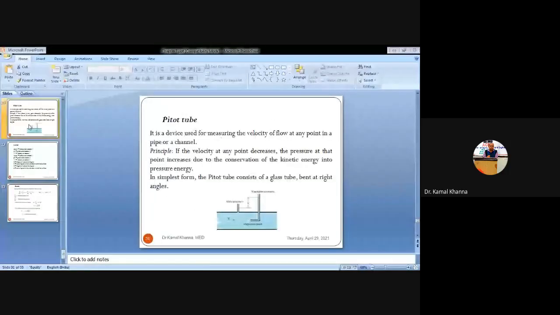Source means there should not be any supply of fluid within the pipe and there should not be any exit of the fluid in between the pipe. So there should be only a single entry and a single exit, that is, one entry point and one exit point, to prove Bernoulli's theorem.